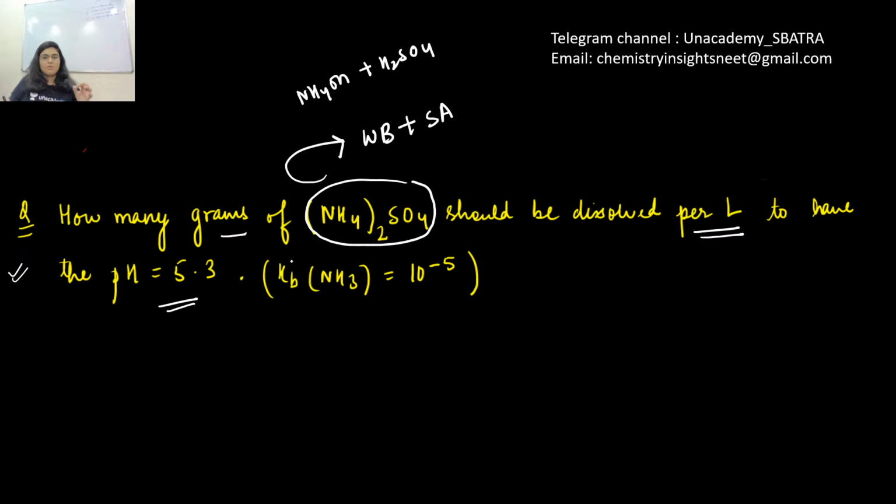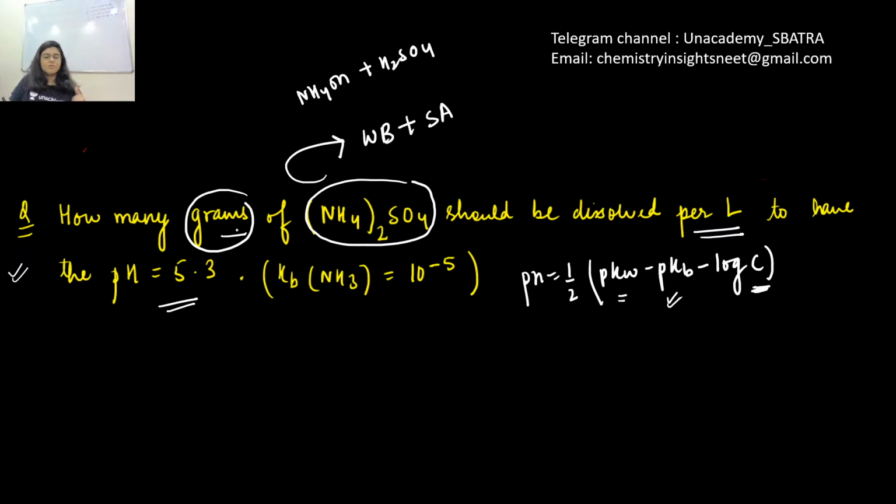All right. So now this is the weak base strong acid concept. So pH is equals to half of pKw minus pKb minus log C. Is this point clear, everyone, that this is the formula you need to apply in this type of question, right? So we know this particular value, which is already given to us, so we need to find out this value in order to get the grams.